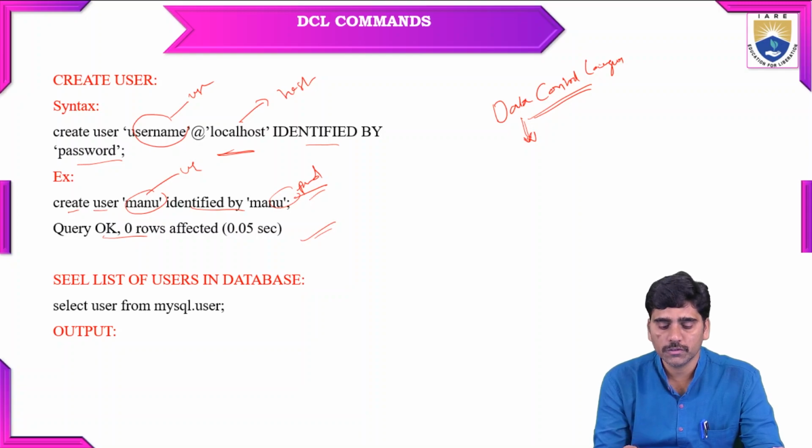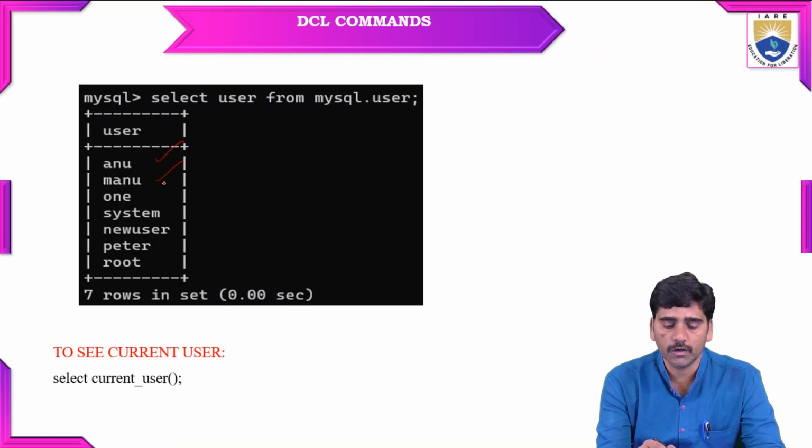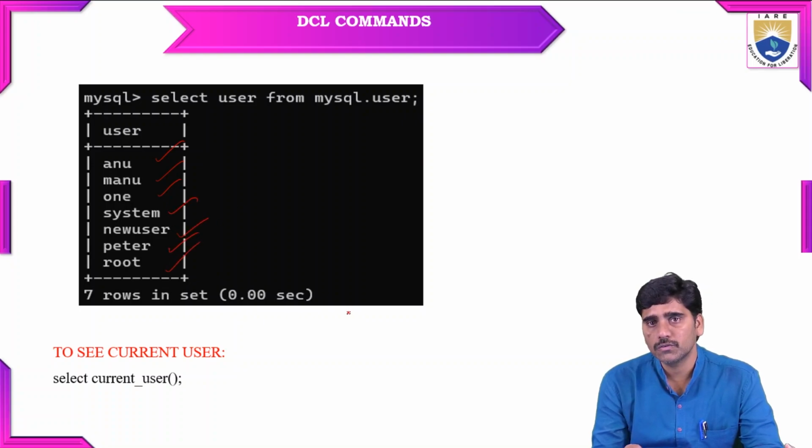To see the list of users in the database, how many users are created, you can check with SELECT user FROM mysql.user. After clicking on this, it displays how many users are created in the table in the database. So here the users are Anu1, system, new user, Peter, root. These are all the users that were created earlier or in previous sessions.